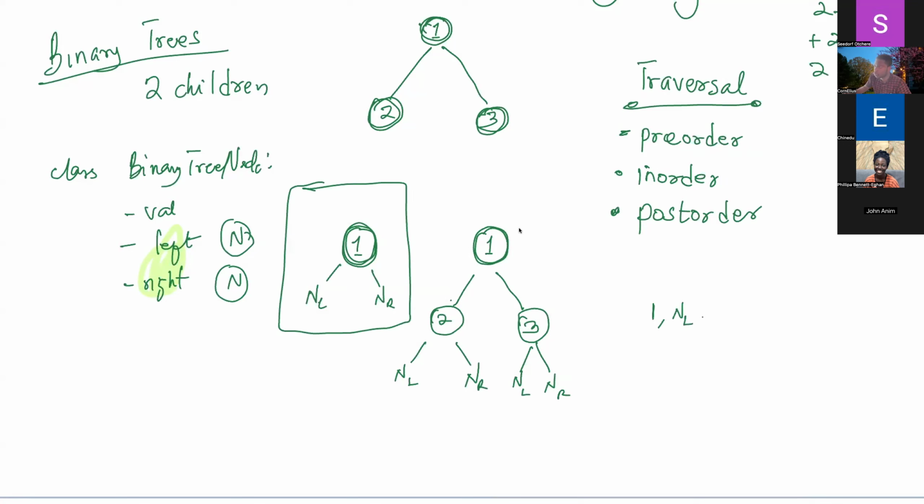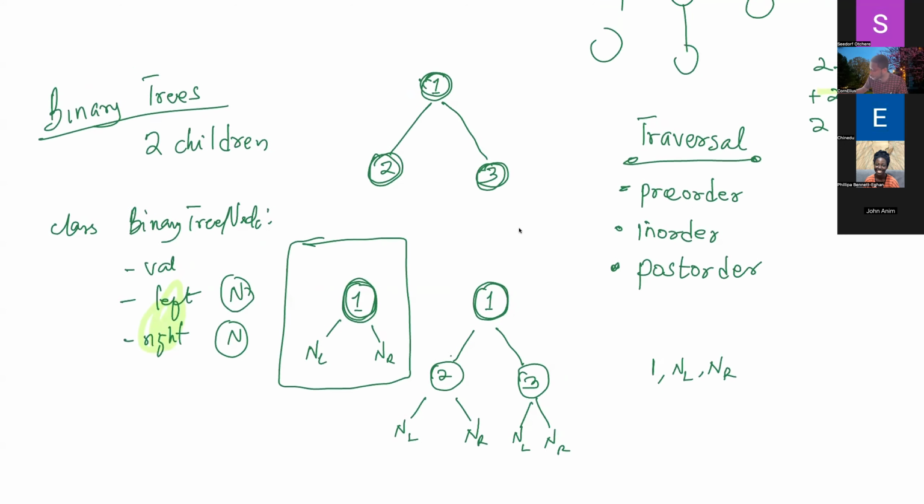Then the left node. Usually we process left before right, right? So this is pre-order traversal. Pre-order traversal means that the current node comes first. So here, the operation, that plus you see here, is basically the current node, right?